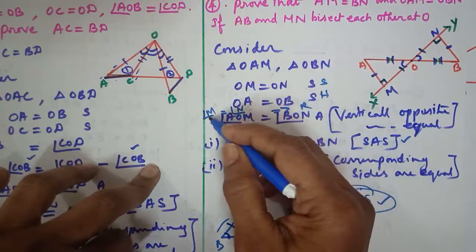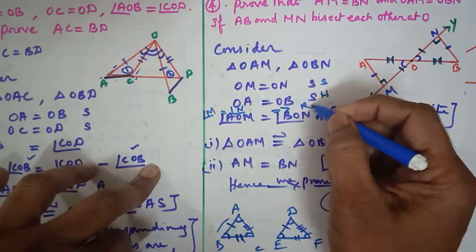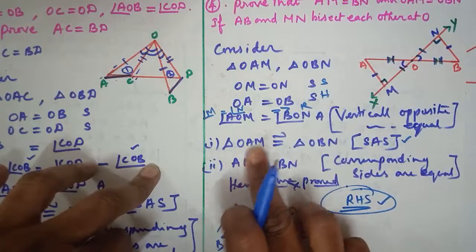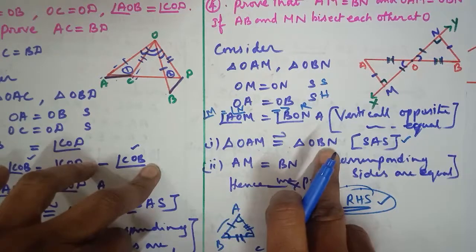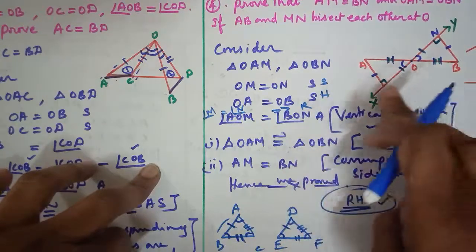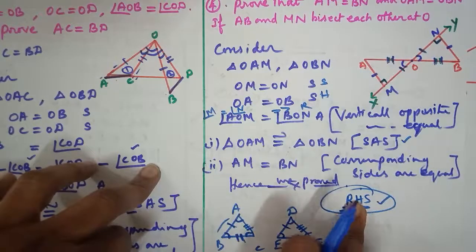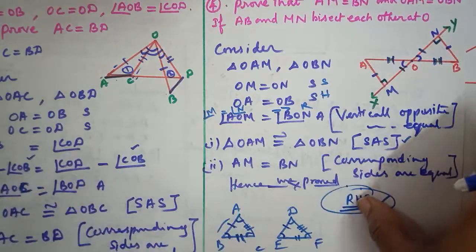Angle M is equal to angle N, because of the right angle, so right angle, hypotenuse, side. So using the RHS rule, we can say triangle OAM is congruent to triangle OBN. The earlier way is also correct, no problem, okay students. But here a right angle is there, so we can use the RHS congruence rule. Is it clear? Then AM is equal to BN, because corresponding sides are equal.